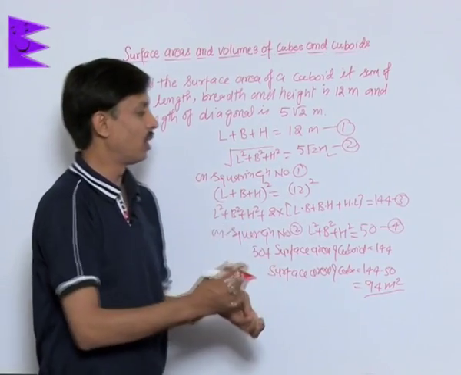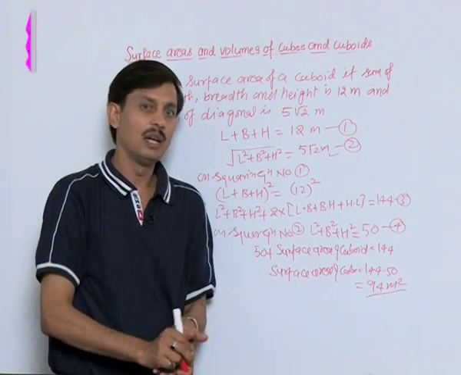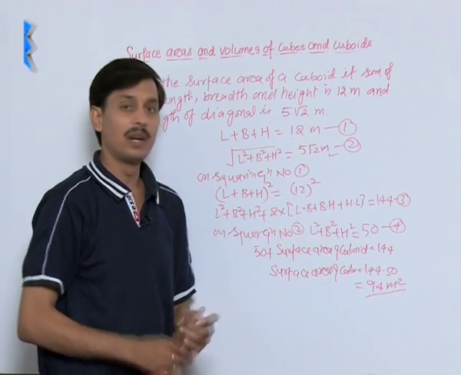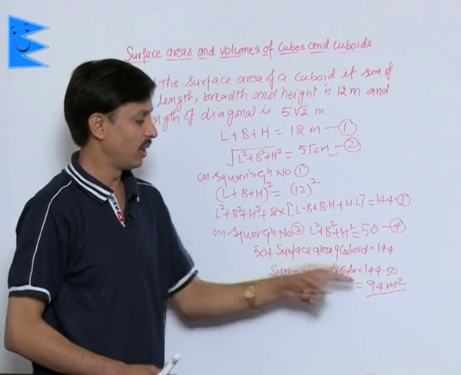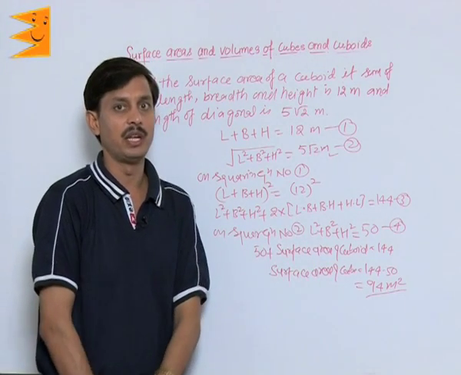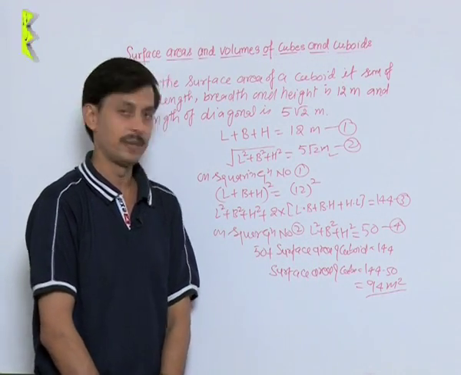square. So, a bit of the algebraic identity was required, a little bit of replacement, and directly we can calculate that the surface area of this cuboid is 94 meter square.